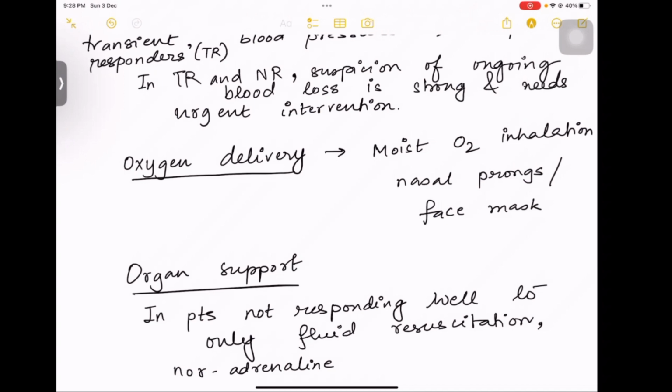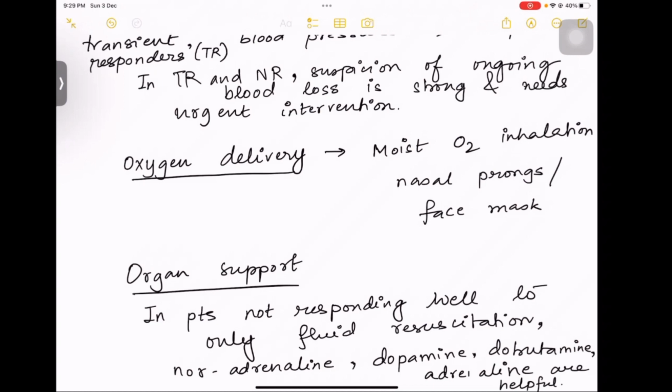Then we move on to organ support. If the patient is not responding well only to fluid resuscitation, then you have to give certain drugs like noradrenaline, dopamine, dobutamine, and adrenaline. This is all about the treatment. At first, you have to prioritize the coagulation and hemostasis, and second, you have to move to supportive treatment.